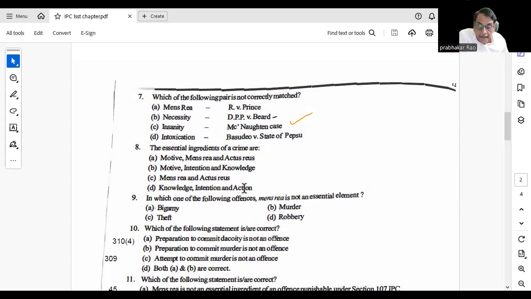We have already seen that motive is not an essential element. That's why here A and B are ruled out. Now comes mens rea and actus reus. These two are essential. And the fourth one, D, is knowledge, intention, and action. You see, knowledge and intention are synonymous, so it is superfluous. That's why the correct answer is mens rea and actus reus, this one, C. And this is the wrong one: knowledge, intention, and action.